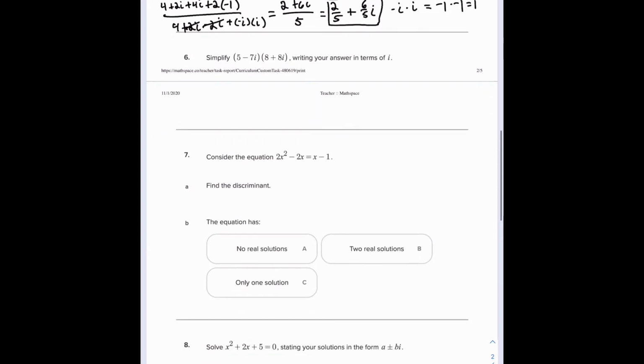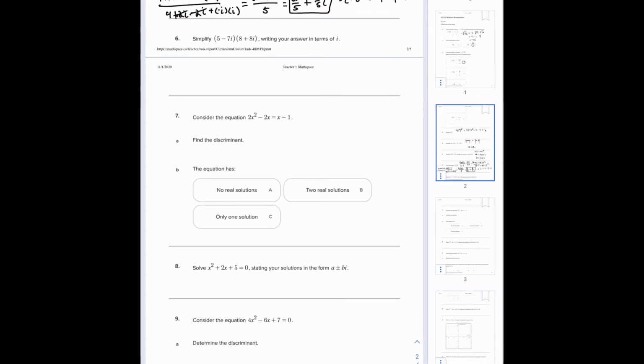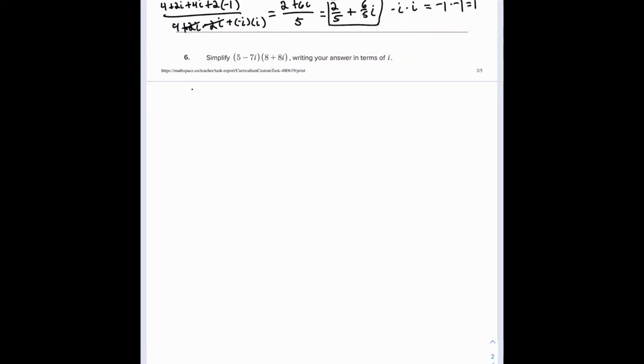We're on to problem number 6. And I'm going to add a page here, just because this one looks a little longer. So we have 5 minus 7i times 8 plus 8i, and we're going to distribute. We have 5 times 8, 40. Then we have 5 times 8i, 40i. Then we have 7 times 8. That would be minus 56i.